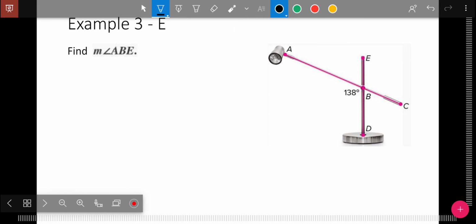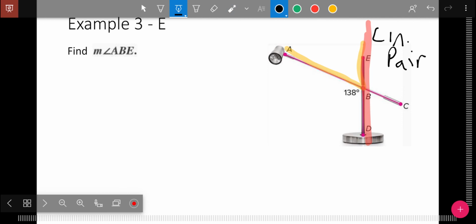Find the measure of angle ABE. Well, first, where is angle ABE? It's right there. Now, those two are next to each other. They're not across. They're next to, and they do make this line right here. So this angle ABD and this angle ABE make a straight line, which means they're a linear pair.